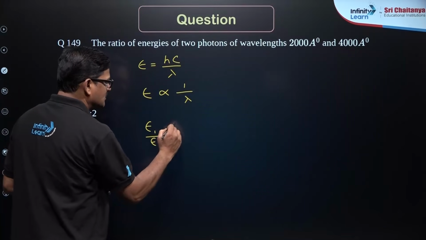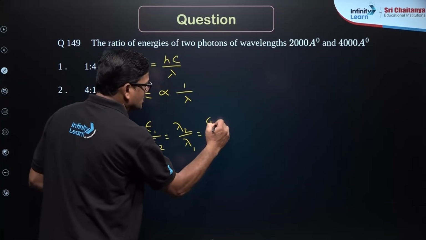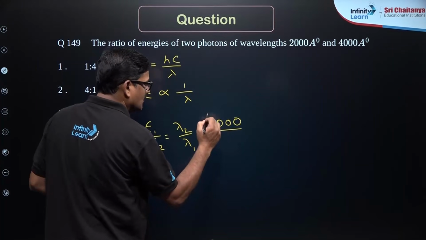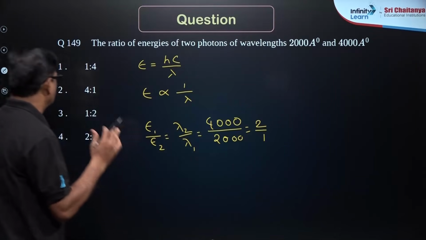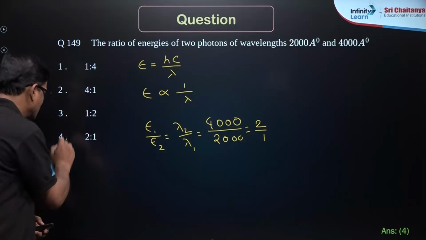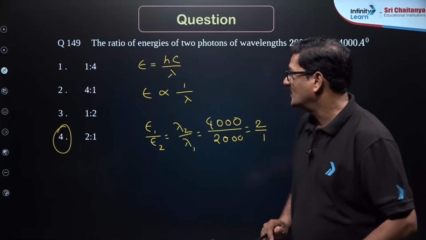E1 by E2 is equal to lambda 2 by lambda 1. So lambda 2 is going to be 4000 and lambda 1 is going to be 2000. So it is going to be 2:1. The answer for this question is option 4.